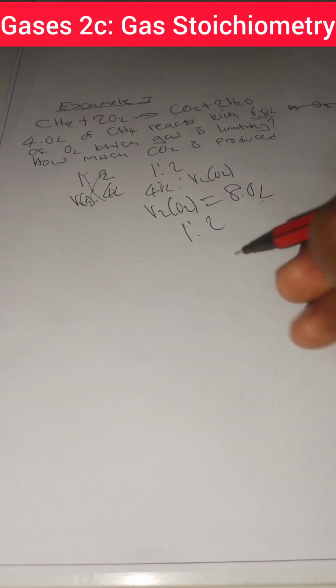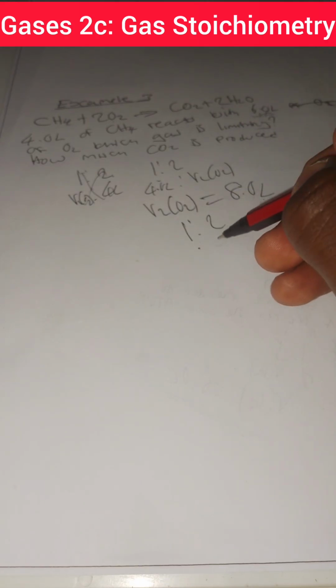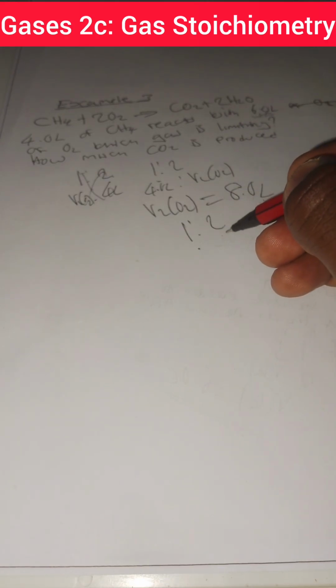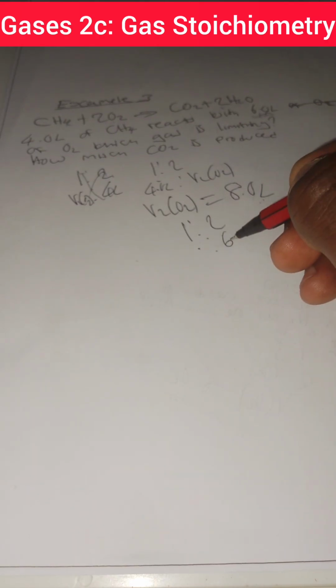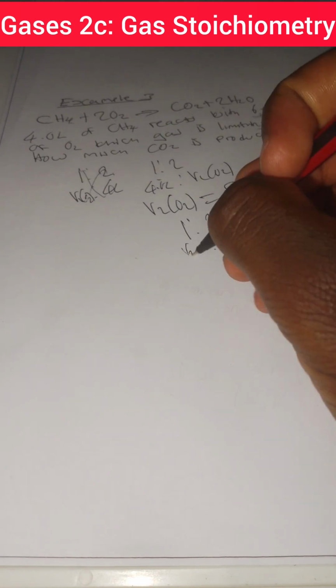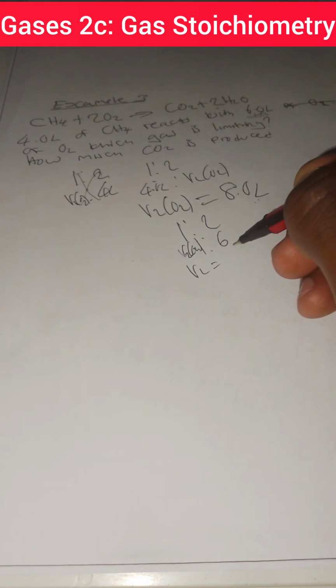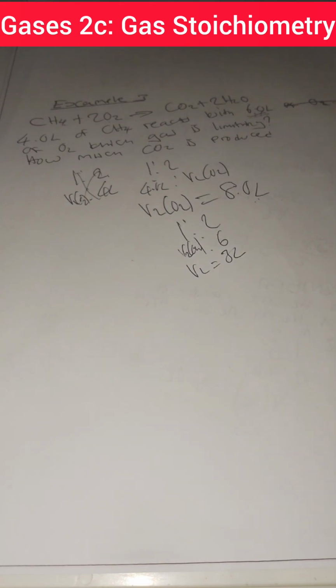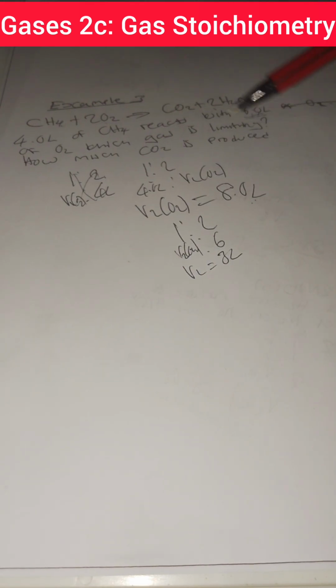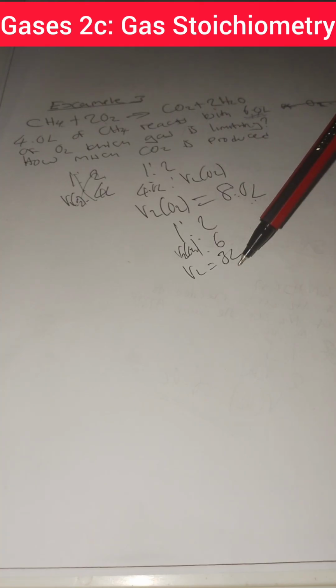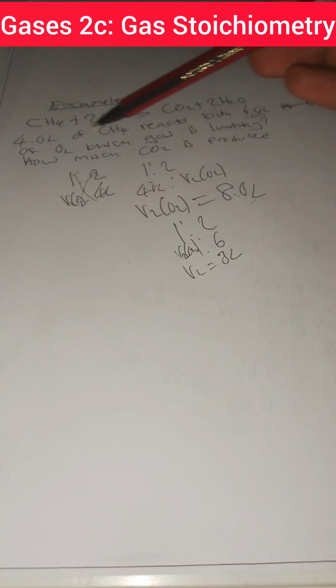And for now, we go with oxygen. We put 6 for oxygen, and now when we put a volume of CH4 here, we are going to have V2 equal to 6 divided by 2, which is 3 liters. Now, unlike oxygen, where what was available is 6 liters but we needed 8 liters, here we need 3 liters, but we have 4 liters, which means it's in excess. So that's why oxygen is the limiting reagent.